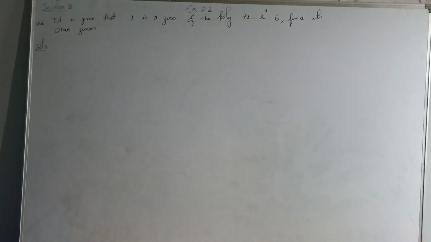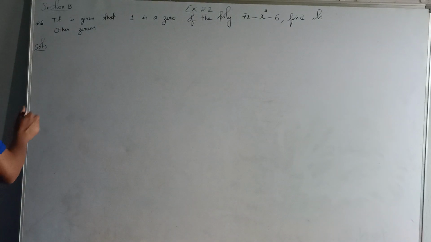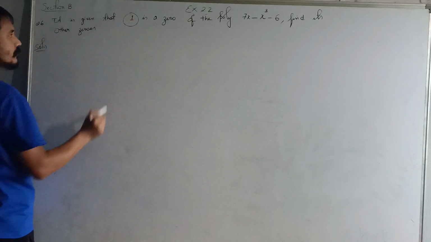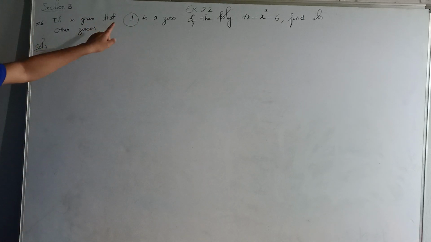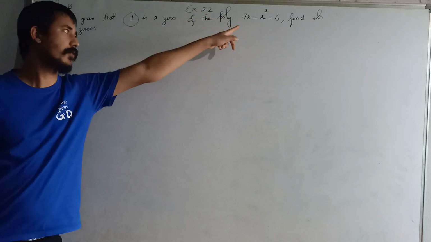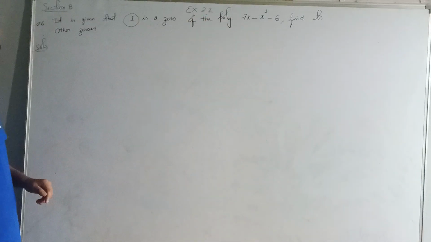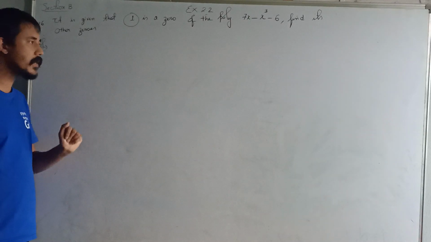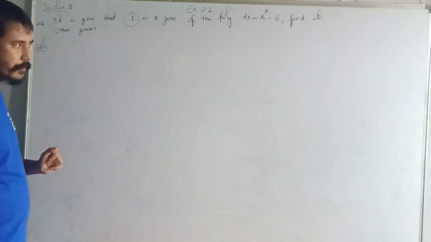Now we straight away go for question number 6. We do 6 exactly as we have done question number 3. It is given that 1 is a 0 of your given polynomial. Find the remaining zeros. Now we know that the number of zeros depends upon the order of the polynomial.